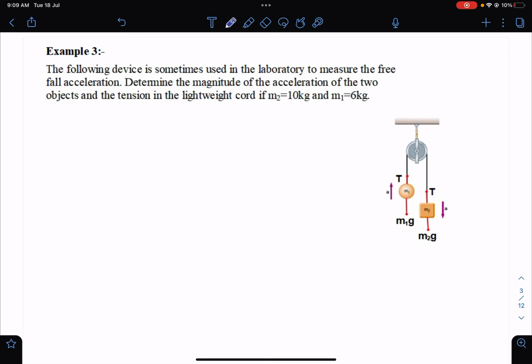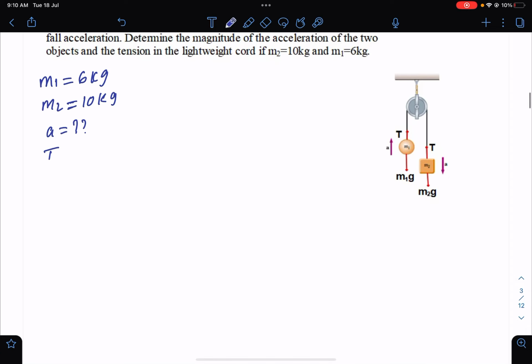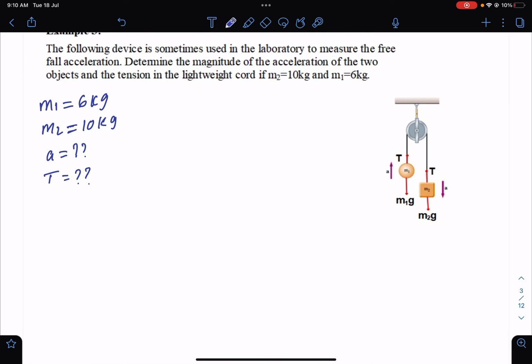Determine the magnitude of the acceleration of the two objects and the tension in the lightweight cord if M2 equals 10 kg and M1 equals 6 kg. So M1 is 6 kg, M2 is 10 kg, acceleration is unknown, tension is unknown, to be calculated.